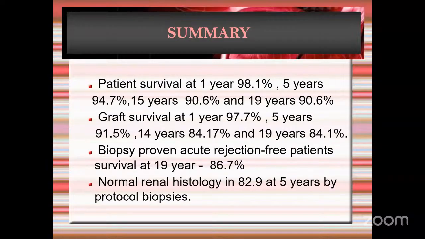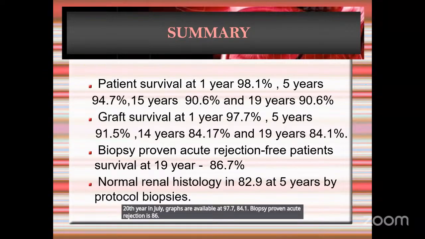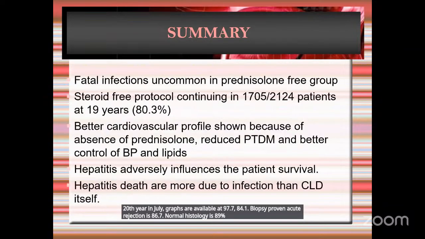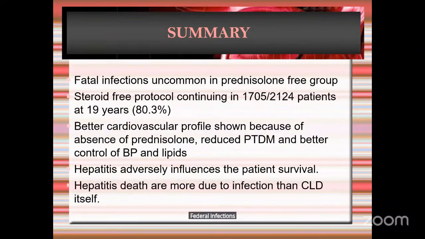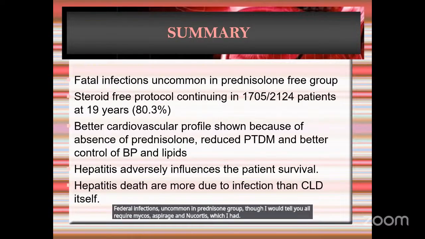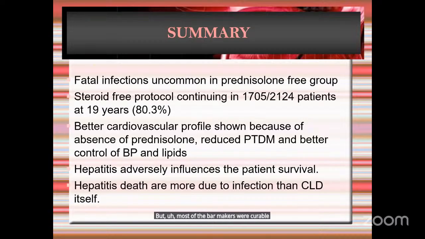Summary: patient survival at 1 year is 98 and at 19 years is 90.6. I have entered the 20th year in July. Graft survival is 97.7 and 84.1. Biopsy-proven acute rejection is 86.7. Normal histology in 89% by 5 years. Fatal infections are uncommon in the prednisolone group, though I have to tell you all, mucormycosis, aspergillus, pneumococcal infections I had, but most of the mucormycosis was curable because my approach is extremely quick and surgical. Mucormycosis is first a surgical disease, not an amphotericin disease.